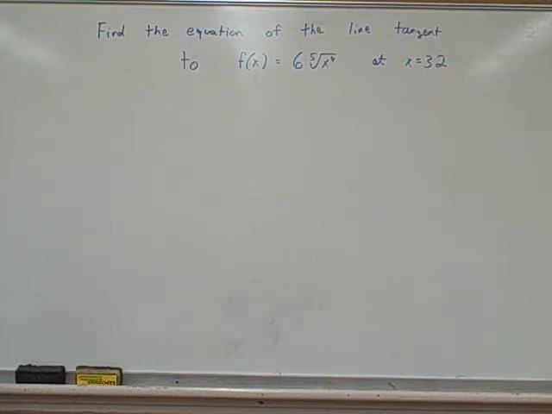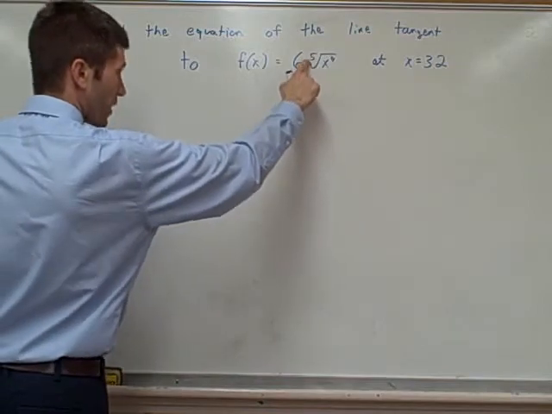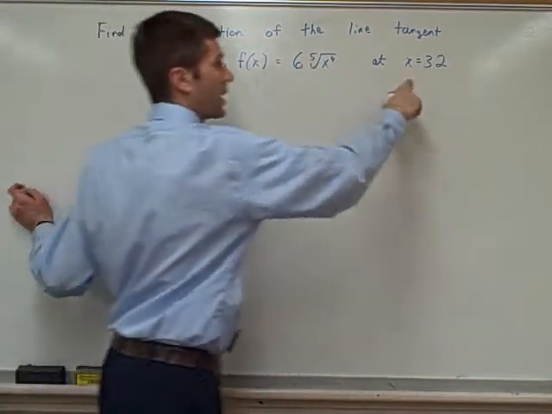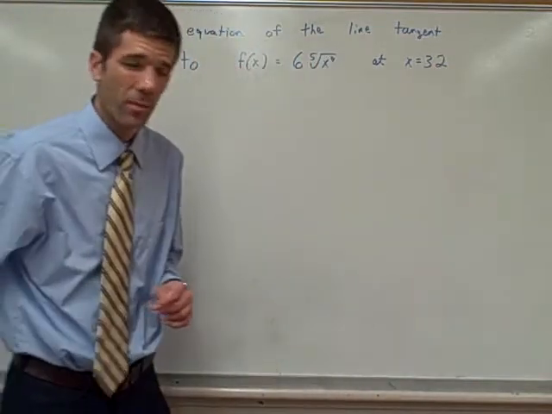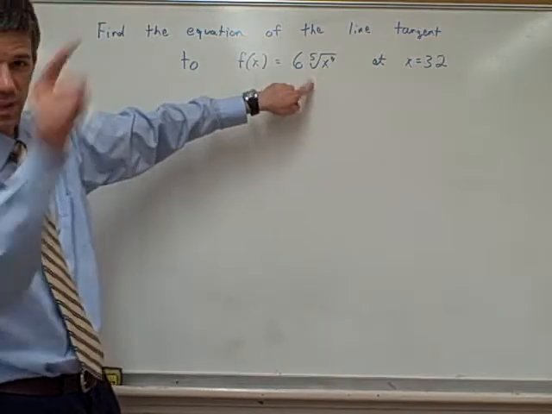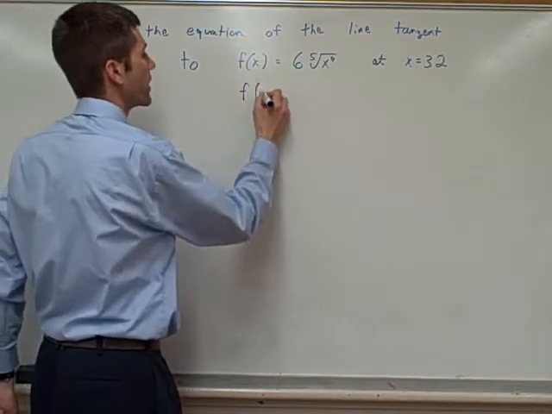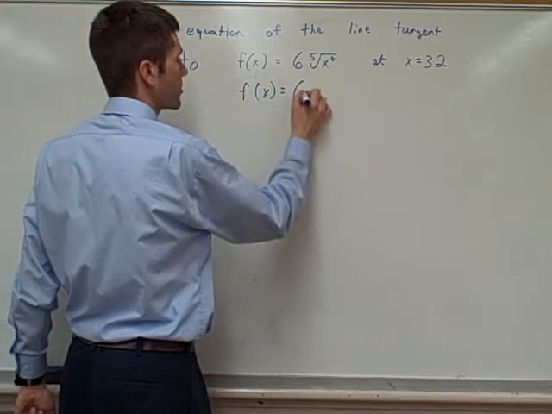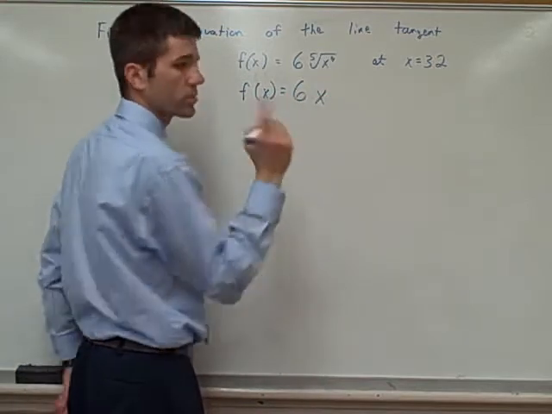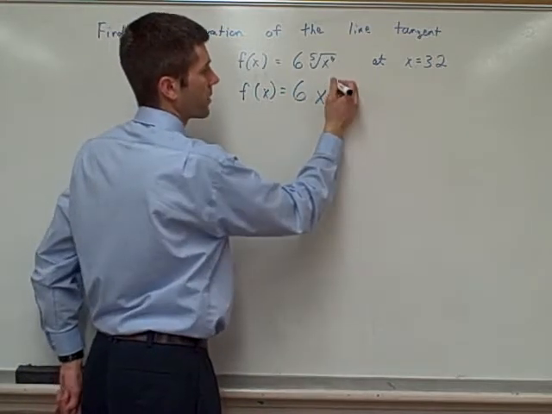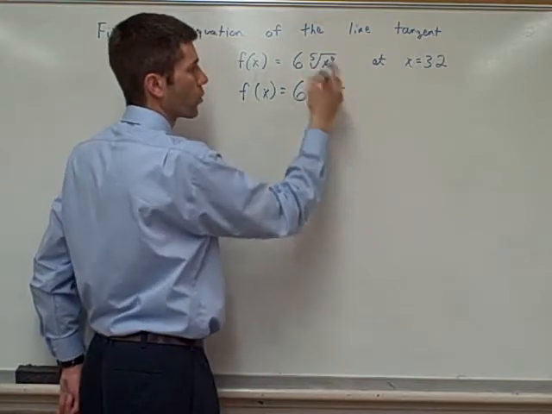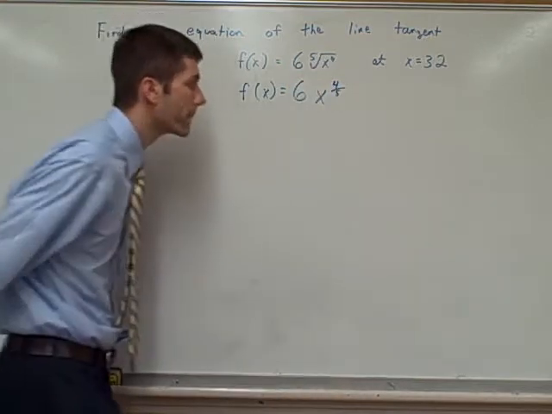All right, we're going to find the equation of the line tangent to this function, f of x equals 6 times the fifth root of x to the fourth at x equals 32, and I think some of y'all might be panicking because of that. Let's fix it. f of x equals, let's treat it the way it should be treated, 6x to the exponent over root. There we go.